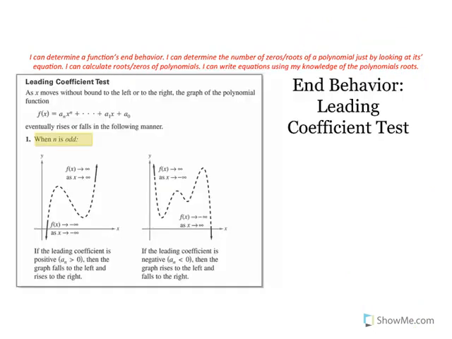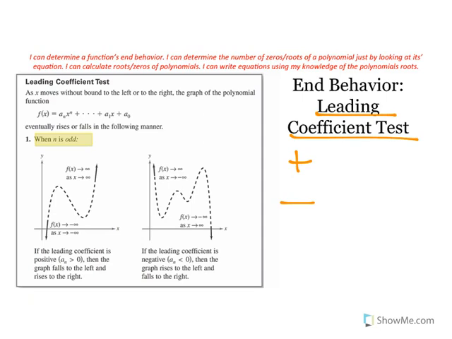This is just a diagram that demonstrates exactly what I was just saying. Okay, so starting with end behavior, it's technically called the leading coefficient test. That's exactly what I was just saying. Look at the leading term. Is it positive or is it negative?